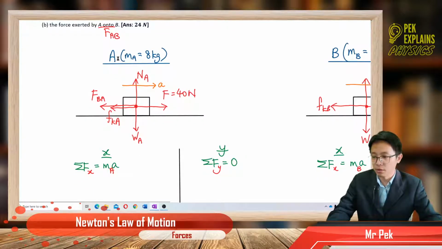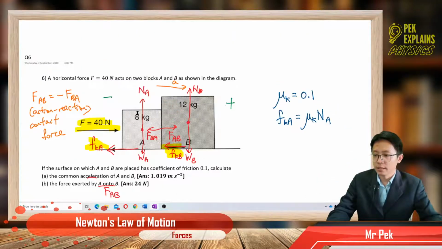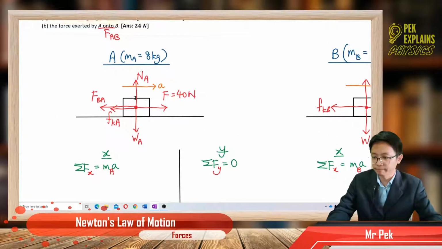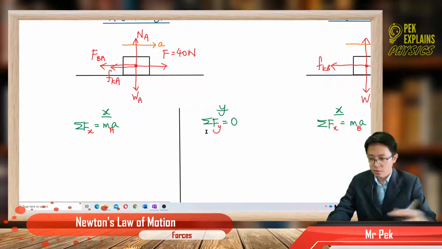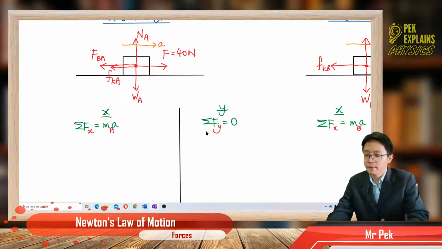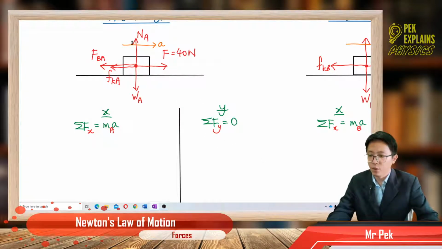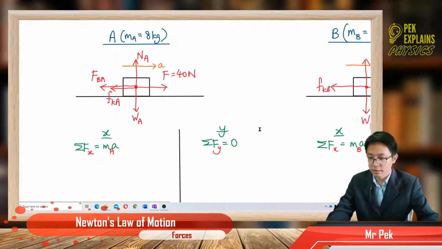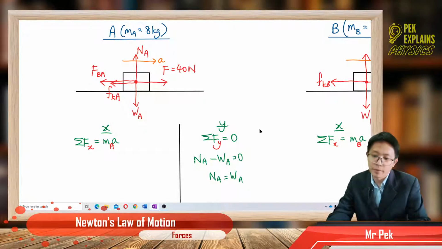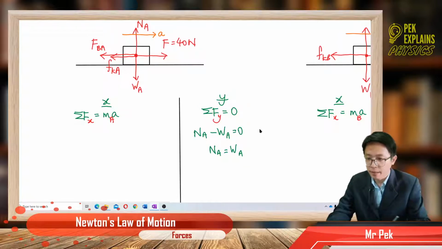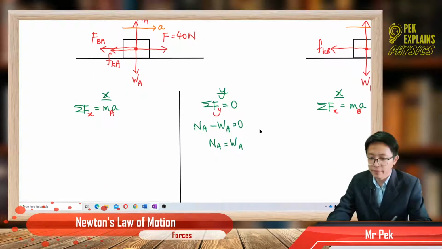Okay, so let's say block A, the y component, I transferred already to here, below. The y component is the normal force and the weight. So let's find out. Total Fy is 0, no acceleration in the y component. So we put NA positive, negative WA equal to 0. So we have NA equal to WA. WA is, this is 8 kilogram, so it's 8 times G. That is NA.